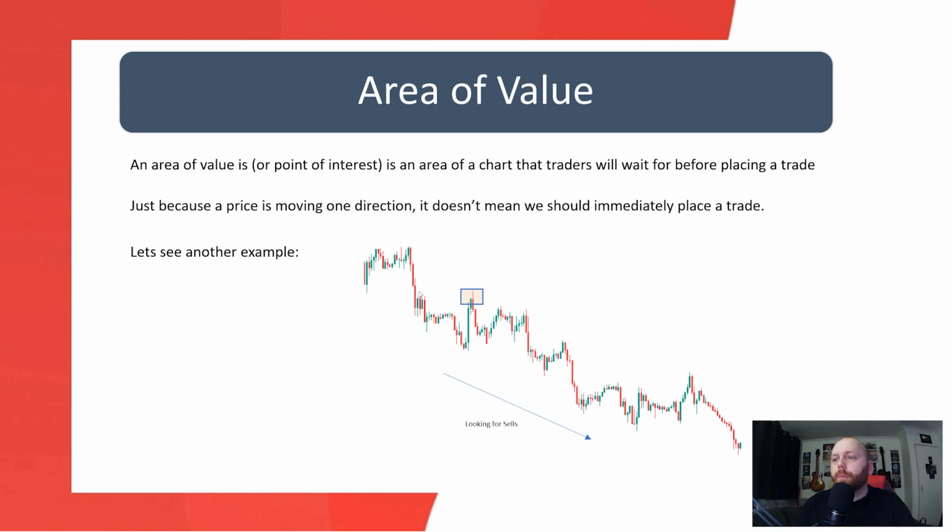So again, we know this support area becomes resistance. So there's our first area of value here. Again, this support becomes resistance, area of value. And again, this support becomes resistance, area of value.